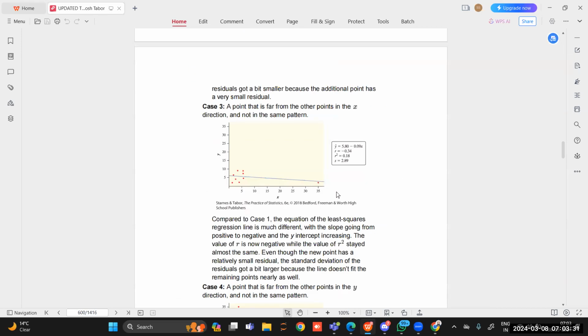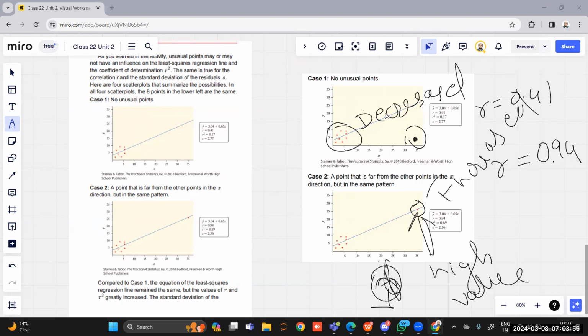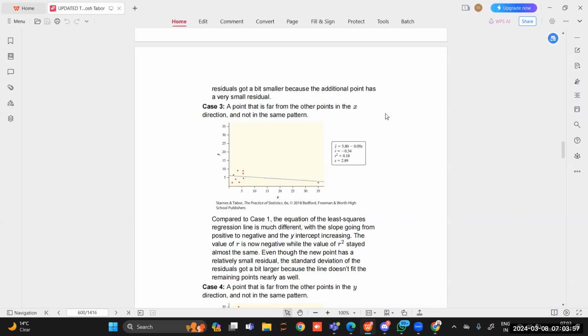Now he has added the third point. In the third graph, he has added a point here. Now what has this point done? Here it has increased the value, and here it has decreased the value. If we add a point on the downside, here he has given this example. See, yes or no?